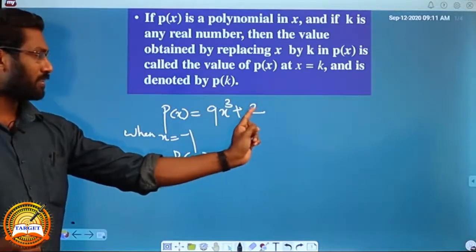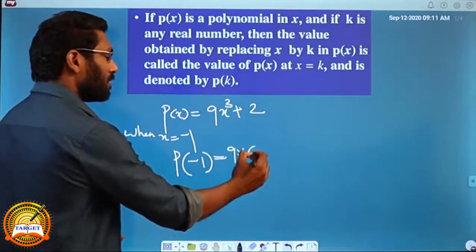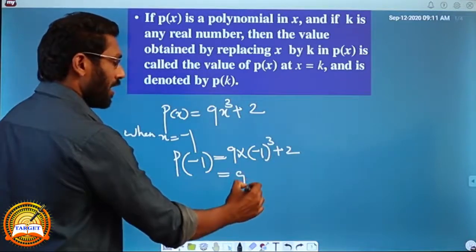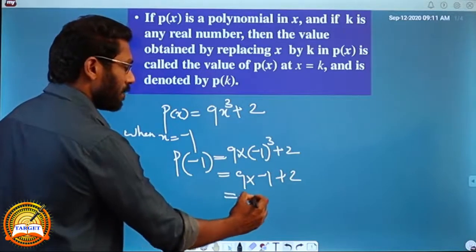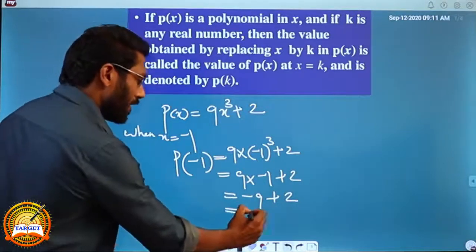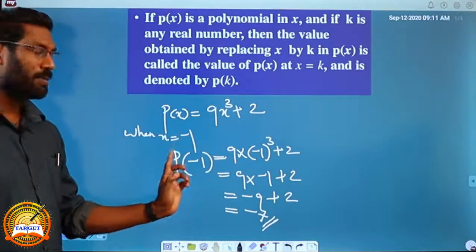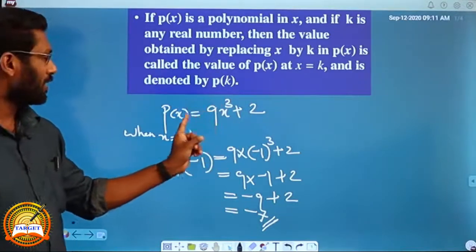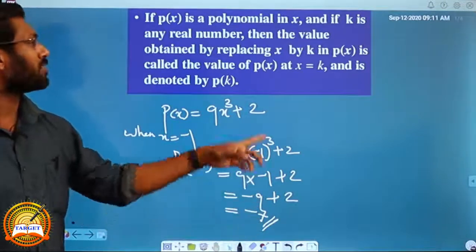It is 9x cube plus 2. So simply we are replacing x as minus 1. So it will be 9 into minus 1 cube plus 2, which is equal to 9 into minus 1 cube is minus 1 plus 2, that is minus 9 plus 2, which is equal to minus 7. So we found the value of p of x when x is equal to minus 1. In this way we can find many values for p of x according as the variable changes. Okay, by changing the variable we will be getting different values for this polynomial.